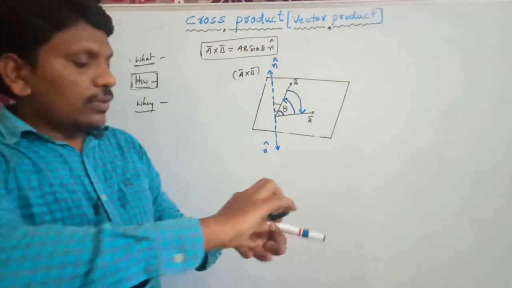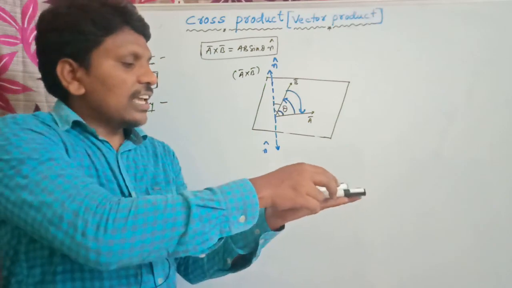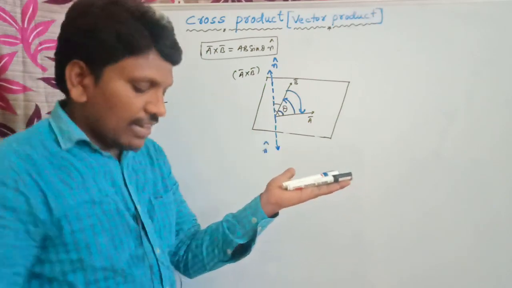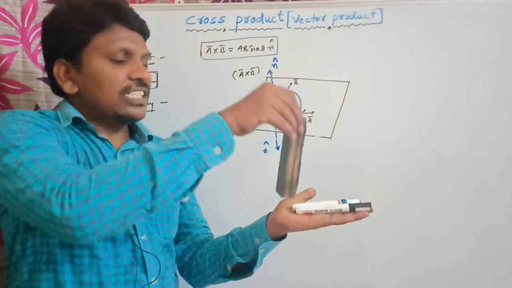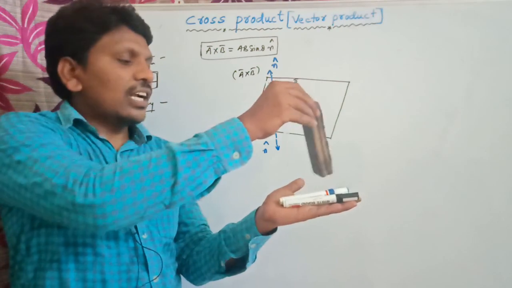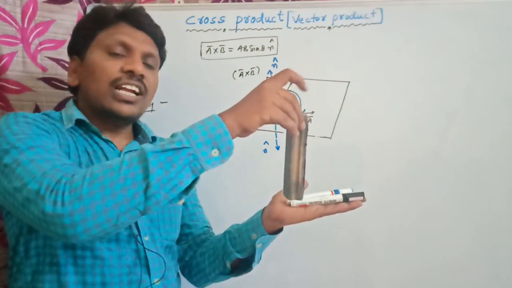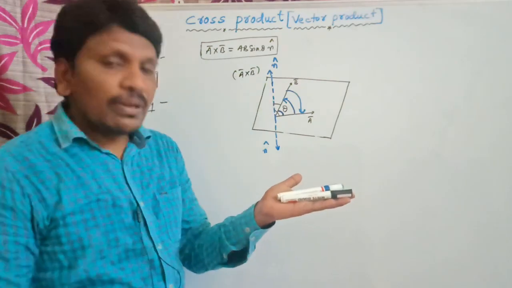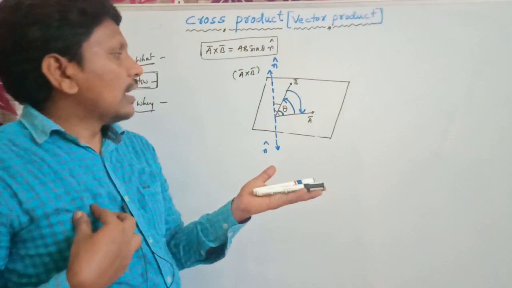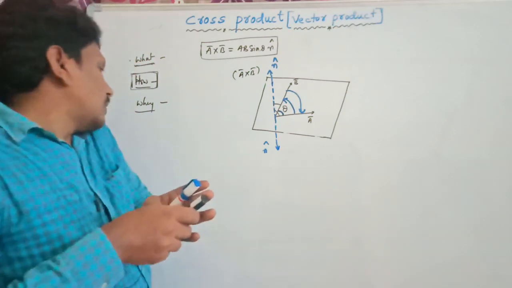For example, this is a plane, let us try to understand, and this is A bar and B bar, and the resultant vector is always in this direction, which is normal to this vector, also normal to this vector. It may be in upward direction or downward direction, that depends on the direction in which we are making or finding the angle between two vectors.